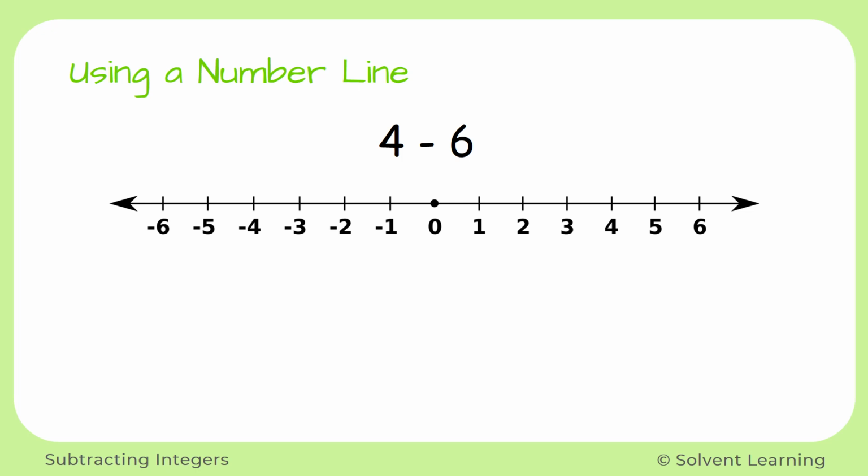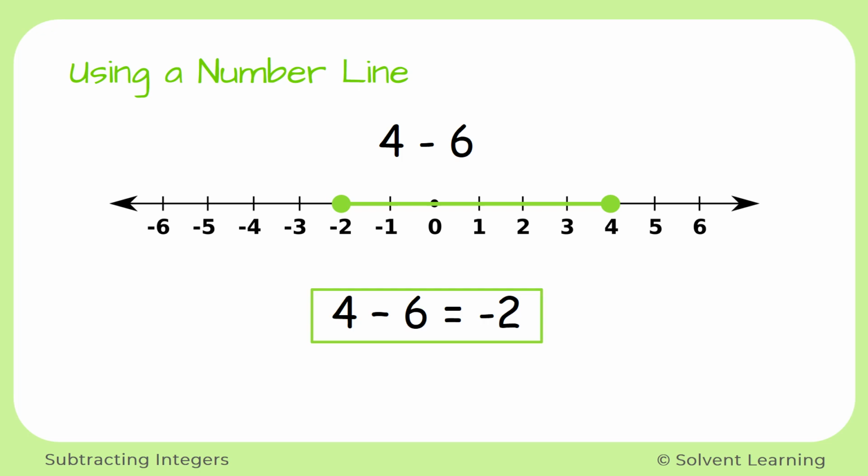Now we're going to look at how we can solve the same problem using a number line. So we start with our positive 4, and on a number line we can think of subtraction as moving to the left. So since we're subtracting 6, we're going to move to the left 6 units. 1, 2, 3, 4, 5, 6, and now we're at negative 2. Wherever we end up is our answer. So we get the same answer. 4 minus 6 is negative 2.